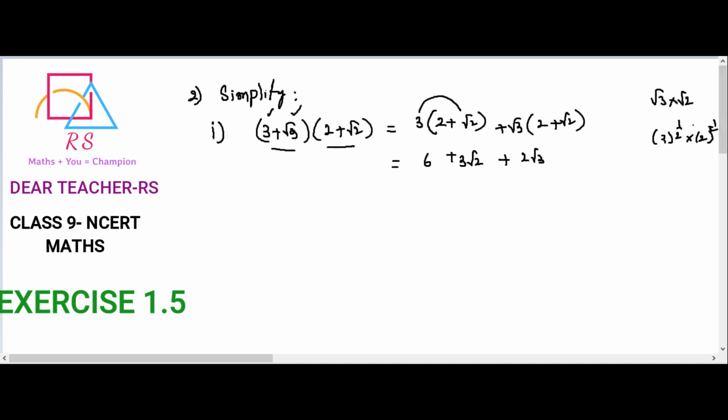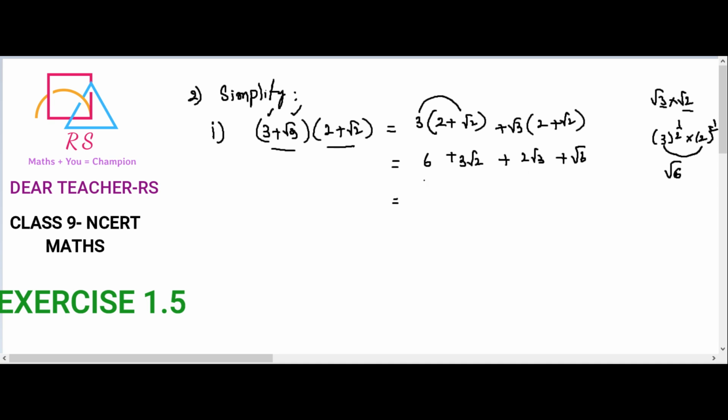So when the powers are equal, you can multiply the bases. So 3 times 2 is 6, square root of 6. Because the same square root is there for both, you can multiply the inside numbers. So then plus root 6 it will become.